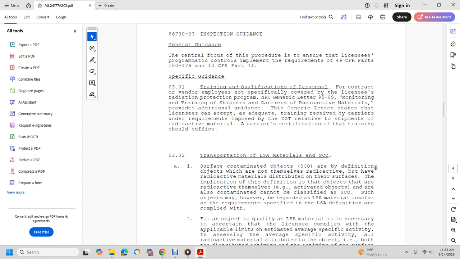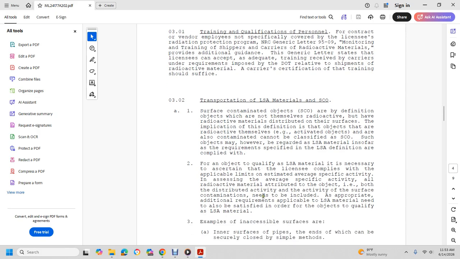objects that are not themselves radioactive but have radioactive material distributed on their surface. The definition of objects that are radioactive material, activated objects, or also contained, cannot be classified as solid contaminated objects. However, they are regulated as LSA material insofar as the requirements expressed for LSA are complied with.